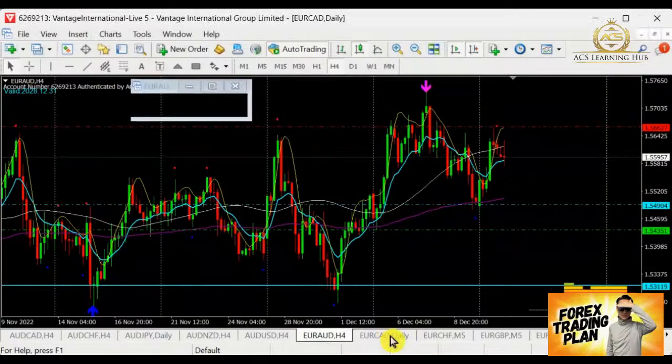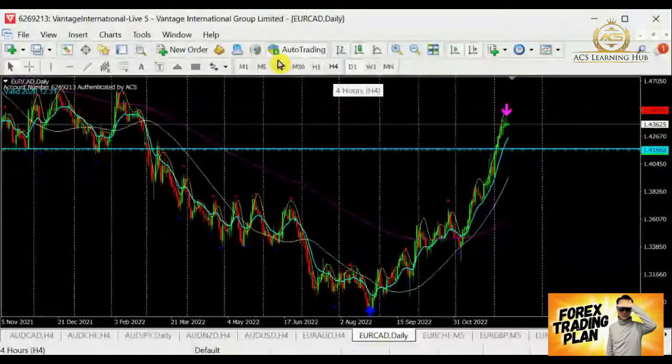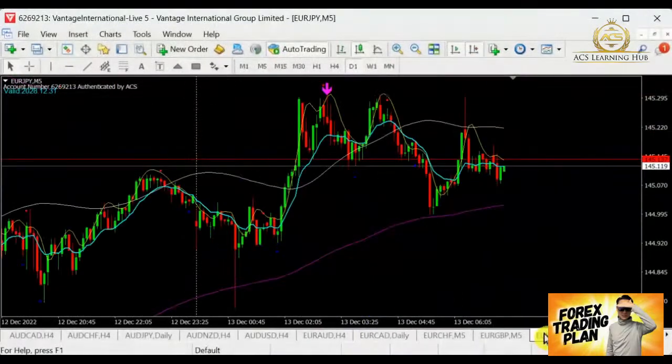So Euro CAD. How about Euro CAD? Euro CAD, we are still in the bull, very straightforward. Buyers can take note, but sellers have to stay away.